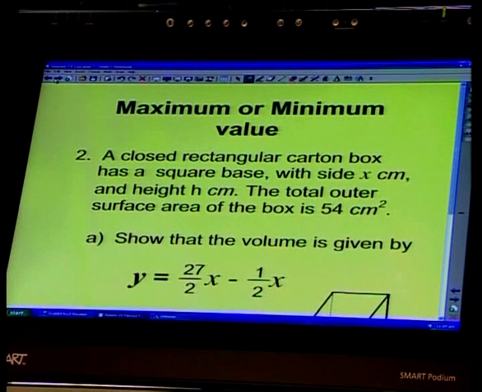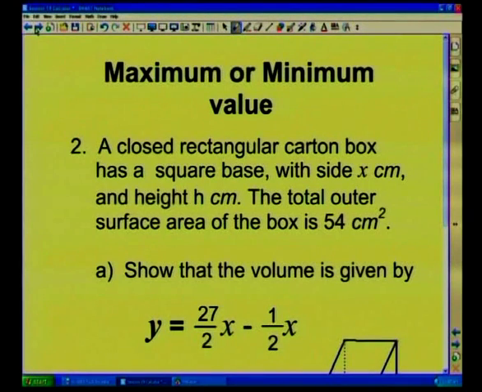Right, let's move on to another question. Now you can see this is where it starts getting exciting. It says a closed rectangular carton box has a square base. Now what I suggest you do when you read these questions, read them through firstly, and then go back and highlight what is important. With a side x centimeters and a height of h, the total outer surface area of the box is 54 centimeters squared. Show that the volume is given by, and they give you an expression.